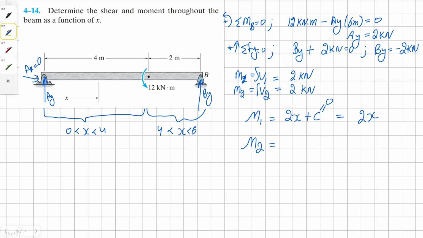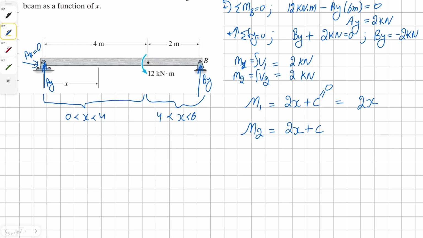For region 2, we have again 2x plus c, but in this case, we know our moment is going to be definite 0 when x is 6. And solving this, we know our constant is going to be negative 12, and therefore our equation for region 2 is going to be 2x take away 12.